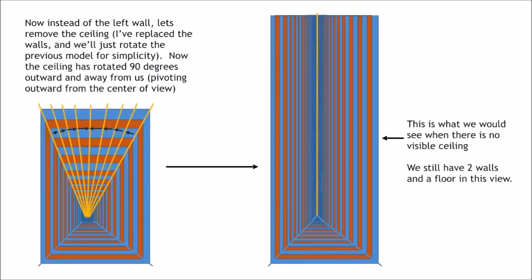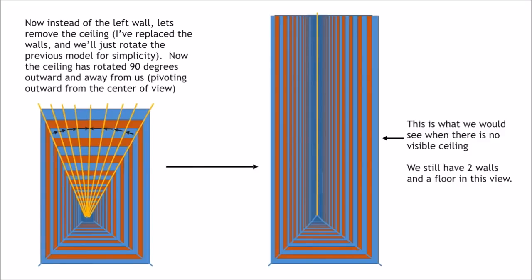So let's do this now. For instead of a left wall, let's remove the ceiling. So I've just rotated the view. I've replaced the walls, put the walls back in, and we'll just rotate the previous model to now we're rotating the ceiling outward and away from us. Now the ceiling is rotating 90 degrees outward, and it has pivoted away to become essentially a horizontal, or in this case, a vertical line. So this is what we would see. There is no visible ceiling, but we still have two walls and a floor in this view.